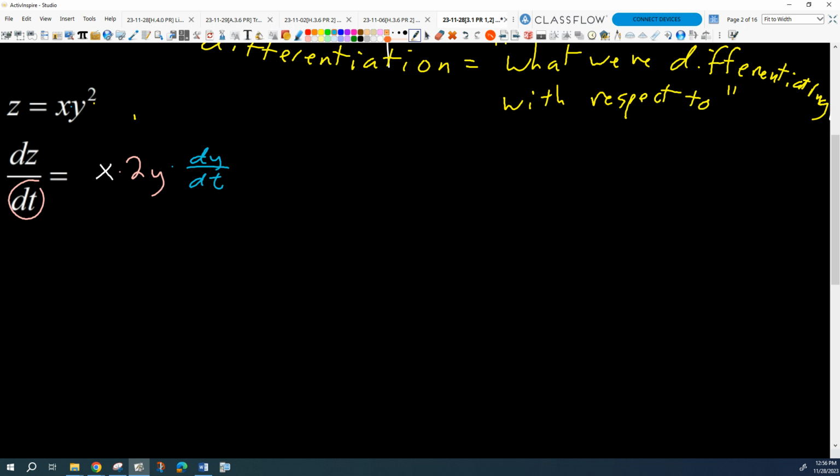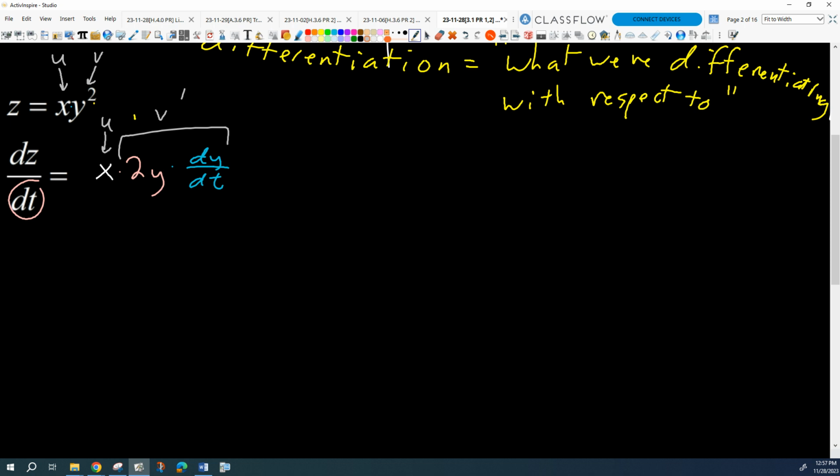This whole part right here is, so let's label these things a little bit. Let's say that that's u and that's v. This is u times v prime. Right? No, we're not done yet. You're right. Now we got to keep going.